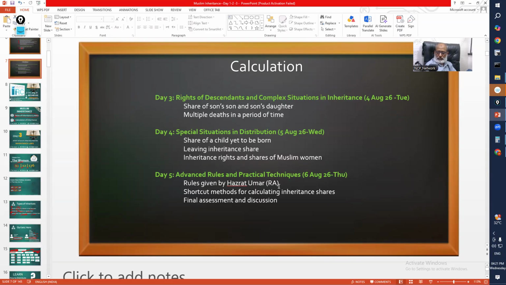All will be the objective type, or I will keep 1 or 2 mathematical calculations, but not lengthy calculations like the ones we have discussed: share of the child to be born, Islamic inheritance share of a Muslim woman, and share of the grandson and granddaughter. We will take simple calculations, 2 or 3 questions. Inshallah, I will drop the paper to Advocate Falai, and he will forward it in your group. And we will take your test after we start the class at 3 p.m.